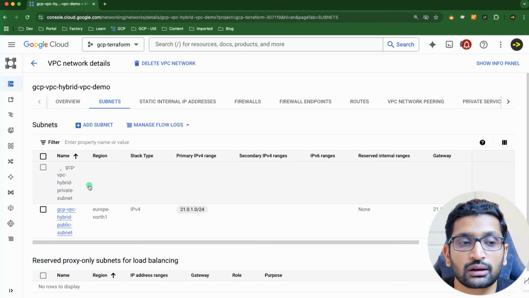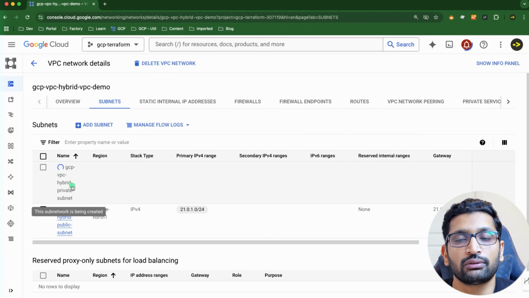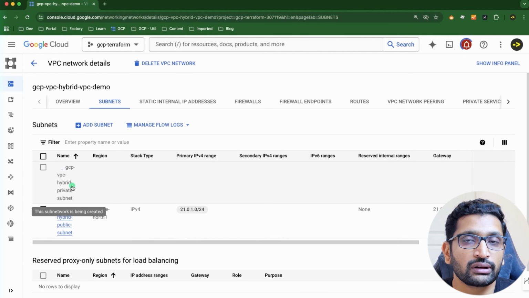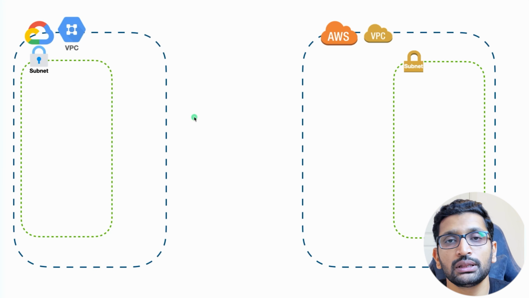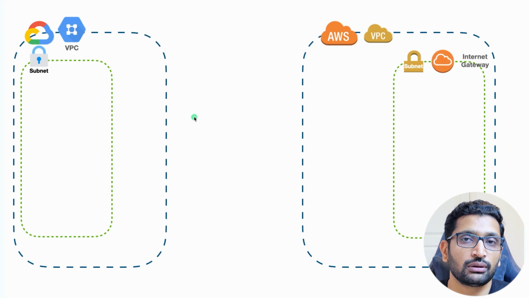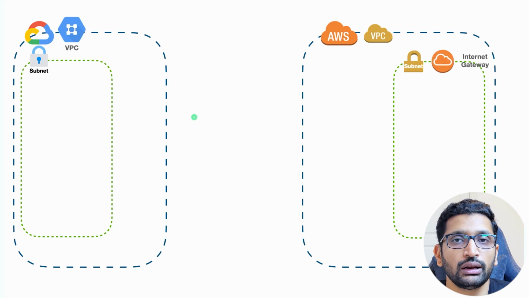And again, it will take a couple of minutes, and then our subnets will be created in our Google Cloud as well as on our AWS. Let's take a look at the diagram once again. So now we have a VPC and subnets, both are ready on AWS and GCP. The next thing which we need to create, on the AWS side, is an internet gateway. So now you will start noticing little differences between Google Cloud and AWS. It's just the way that these clouds work.